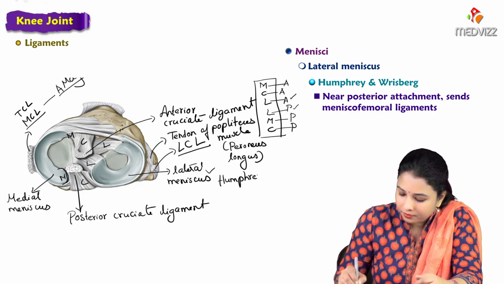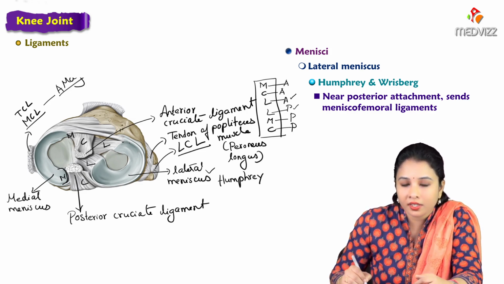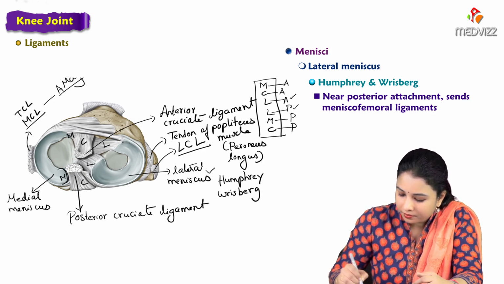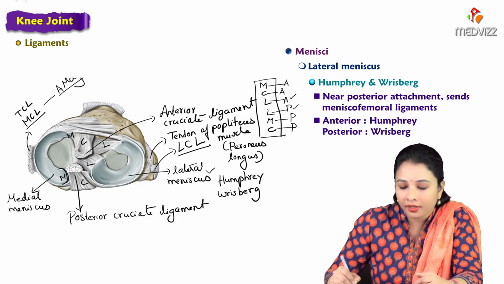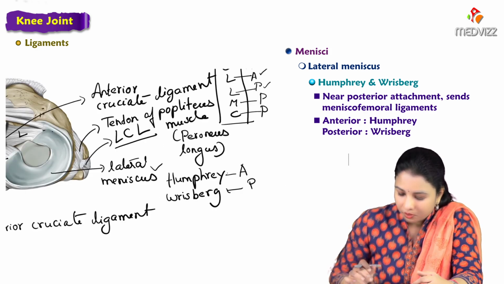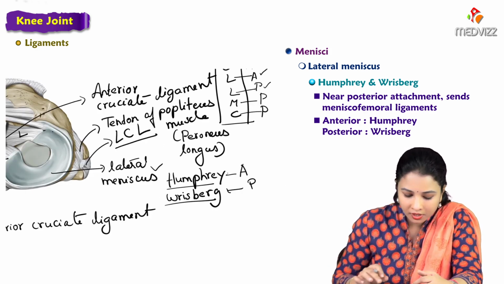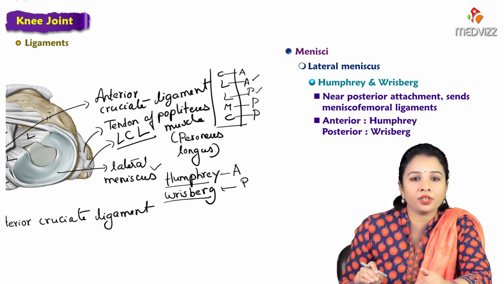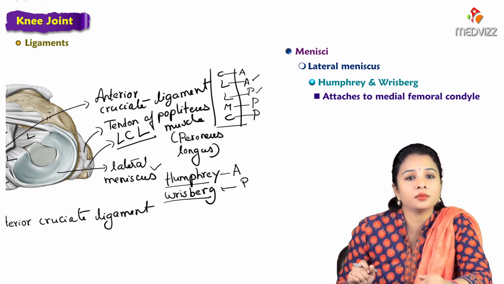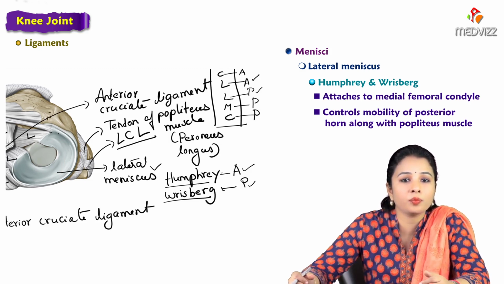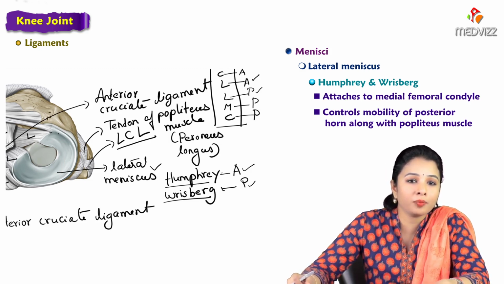Humphrey, or posterior, which is called Wrisberg. Anterior is the Humphrey and posterior is the Wrisberg. These are the meniscofemoral ligaments, between the meniscus and femur, attaching to the medial femoral condyle, which control the mobility of the posterior horn along with the popliteus muscle.